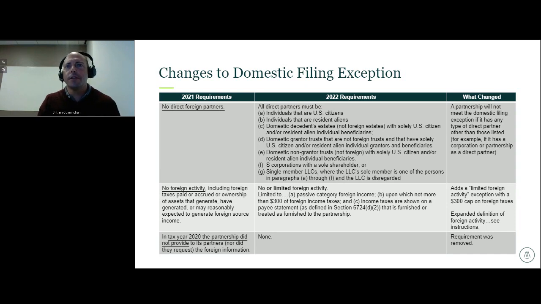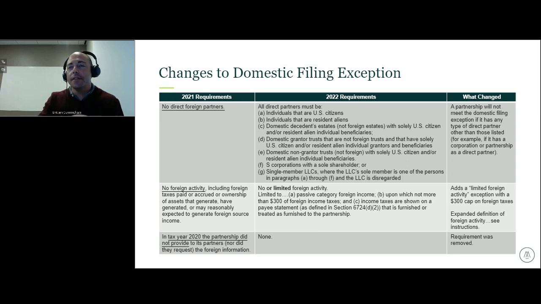Moving on to the next criterion, there had to be no foreign activity last year. Well, we got a little bit of help there, but it's not a lot. Now we have limited foreign activity, and they did provide a little bit of room on that, but not much. The activity has to be in the passive category, there can't be more than $300 of foreign income taxes that are going to be claimed as a credit, and the income taxes have to be shown on a payee statement. They can't just be income taxes where the partnership is operating a branch and then calculating and reporting the taxes paid. So that's a pretty high threshold, and if you have any foreign activity, you might not meet that. But of course, for partnerships that have no foreign activity, this could certainly make sense. So if you meet those two, then you would go on to the third and fourth.